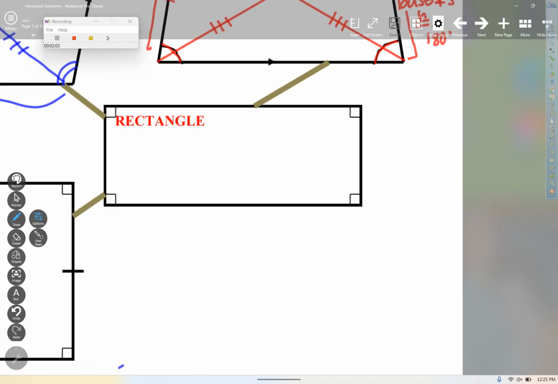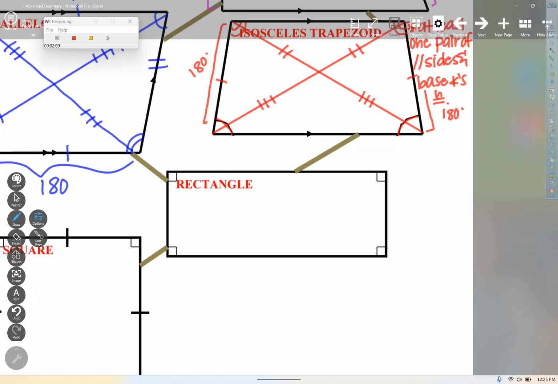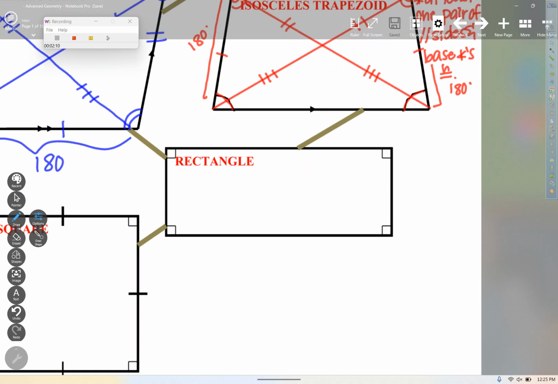Let's head over to rectangle. Rectangle is connected to parallelogram and isosceles trapezoid. So we will be stealing things from those two shapes. It's a polygon with 4 right angles. Okay, things from a parallelogram: opposite sides are parallel, and opposite sides are congruent.